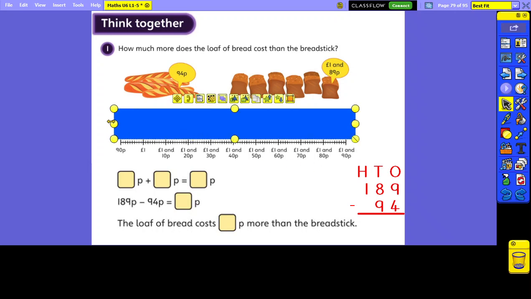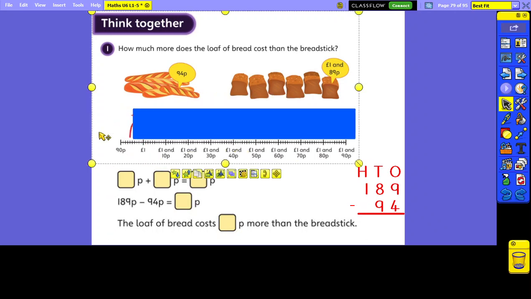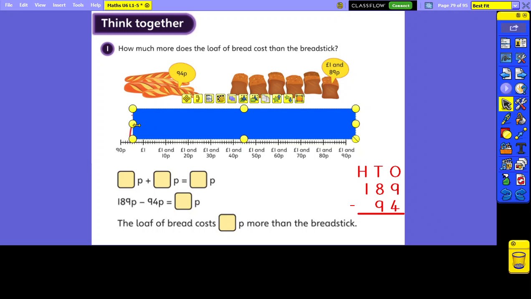So what I'm going to do here is have a look at starting at 94 pence. Okay, I'm starting at 94, 91, 92, 93, 94 on my number line. And I'm guessing that I'm going to be jumping to £1 in order to find out how many more pence that is. So to jump to £1, I've got 1, 2, 3, 4, 5, 6. I've added 6 pence to 94 pence to get 100 pence or a pound.